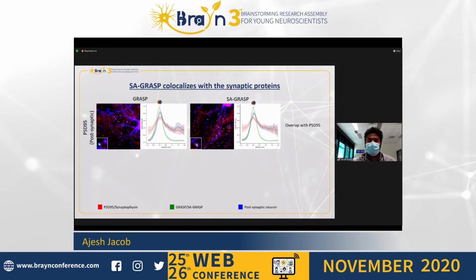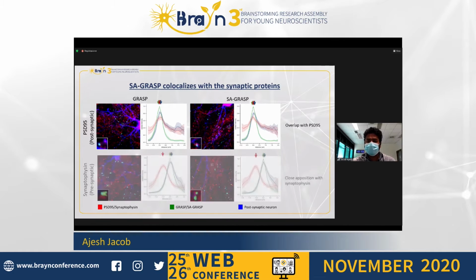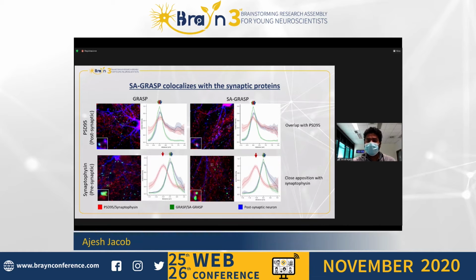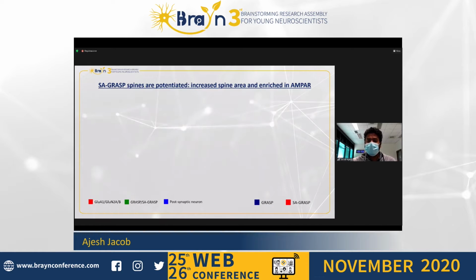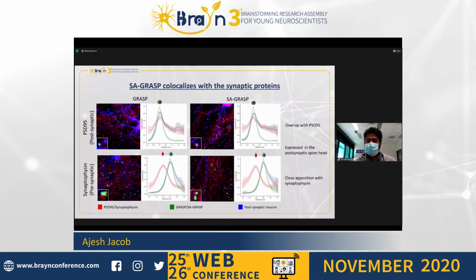Then to check whether the GFP positive puncta actually colocalize with the synaptic proteins, we stained the neurons with the postsynaptic protein PSD95, and we saw an overlap in both GRASP and synaptic GRASP conditions. And in both cases, they have a close apposition with the presynaptic protein synaptophysin. In most of the cases, the GRASP signal was observed at the spine head.